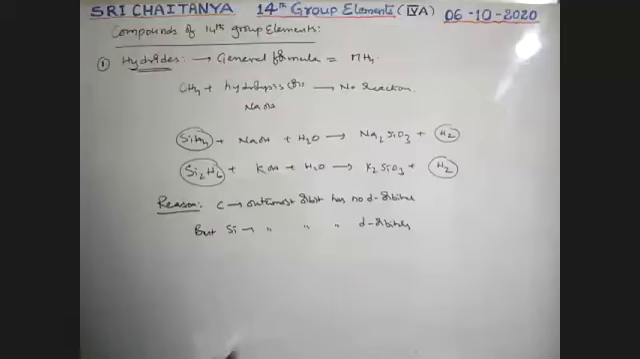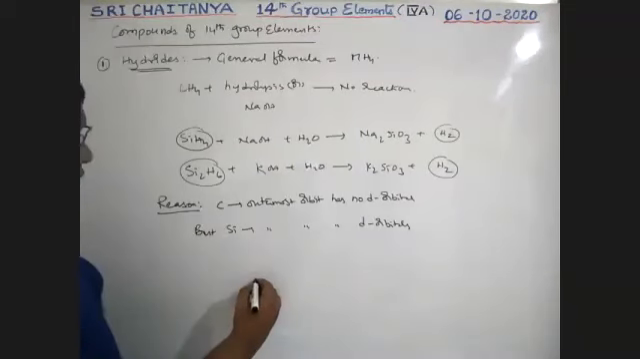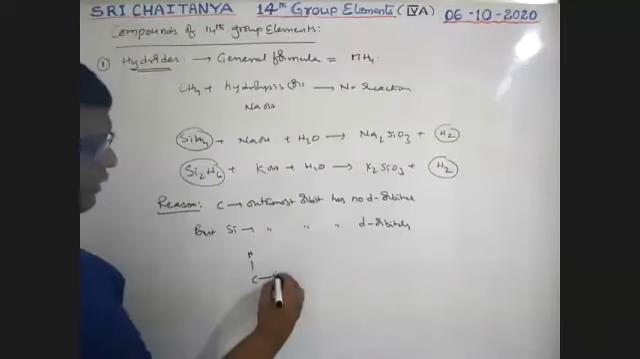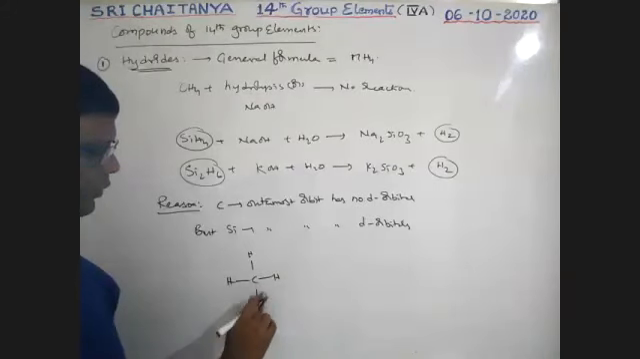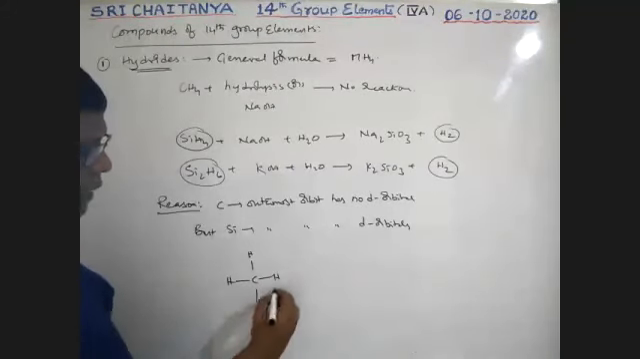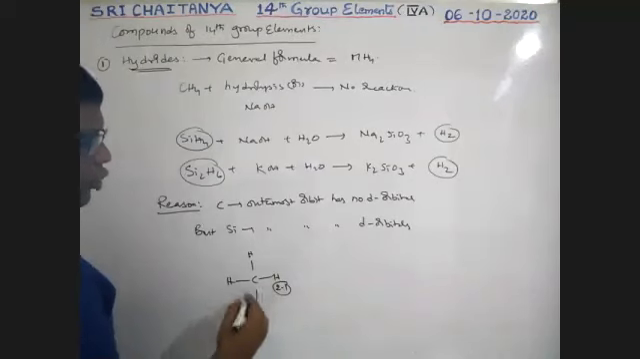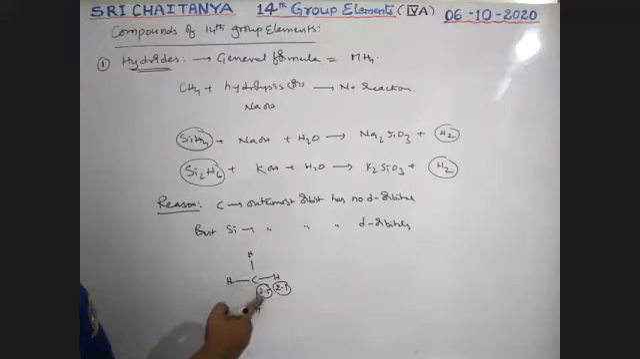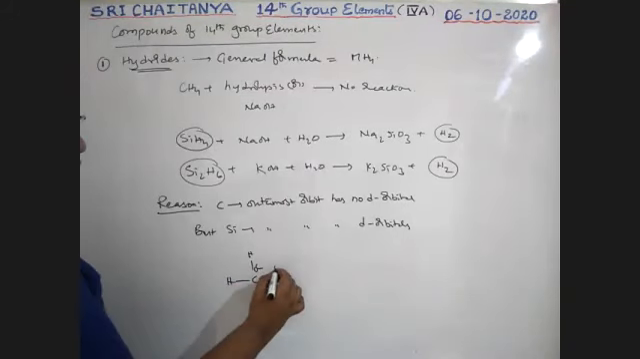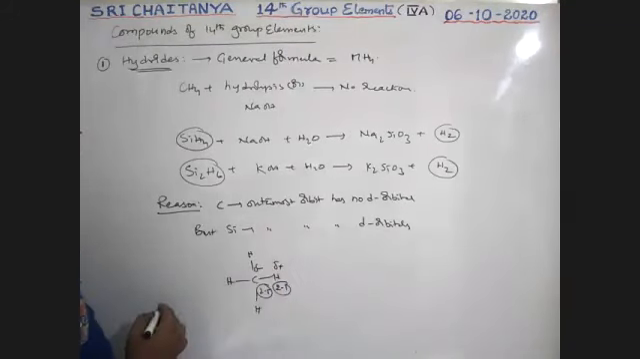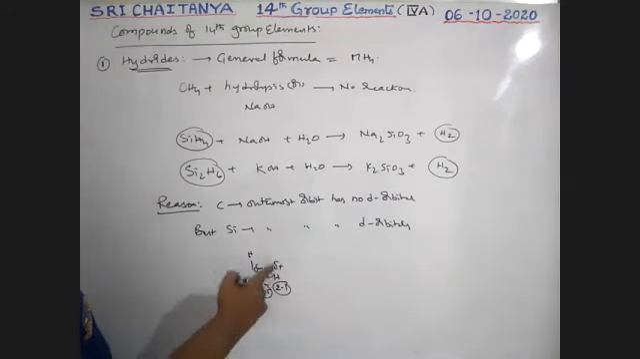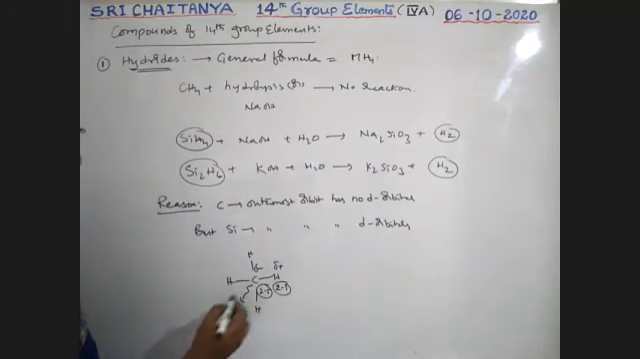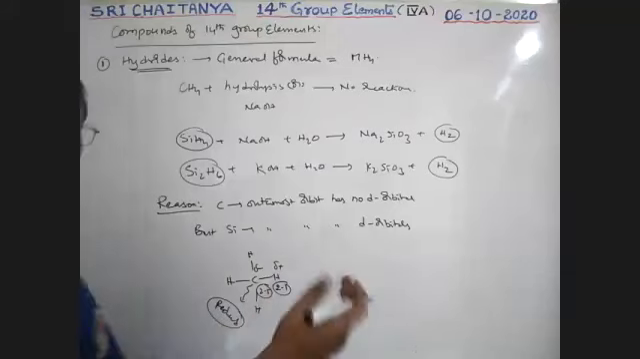Okay. Next, also see here, boys. Carbon with hydrogen: hydrogen electronegativity is 2.1, carbon electronegativity is 2.5. So the electronegativity of carbon is more than that of hydrogen. Carbon gets a partial negative charge, hydrogen gets a partial positive charge. Therefore, here carbon is in reduced form, negative one.